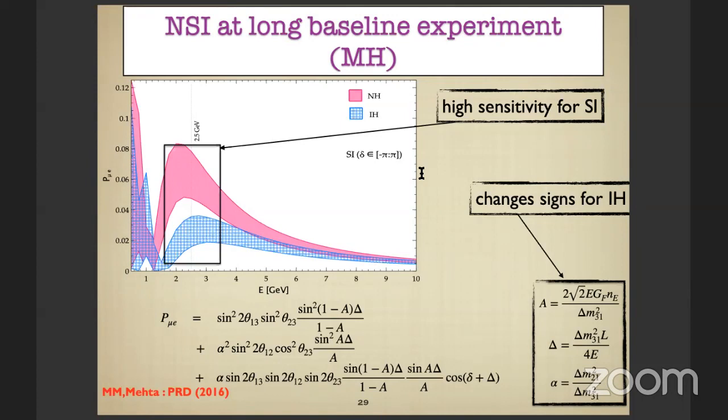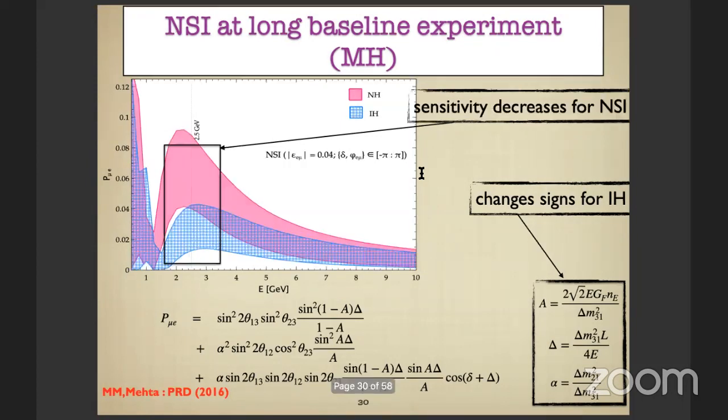Let's see what happens when we put in NSI or non-standard interaction. So you see, for NSI, since the variation now involves more phases, which we call phi, the bands get wider and they overlap at many places, and the gap becomes very small. So this means in presence of NSI, the sensitivity of the experiment to resolve mass hierarchy decreases.